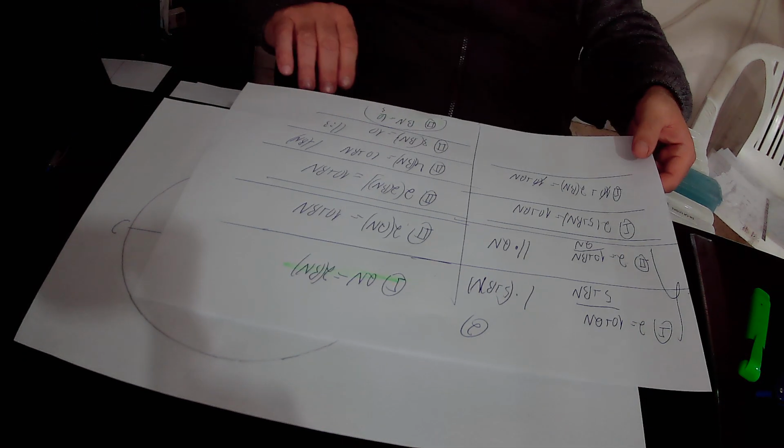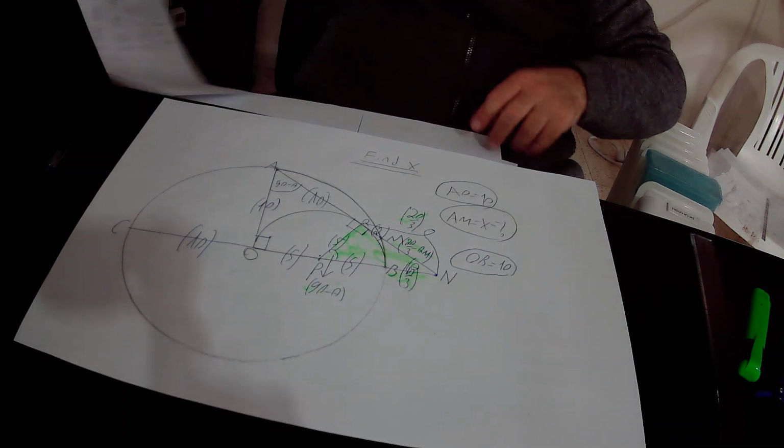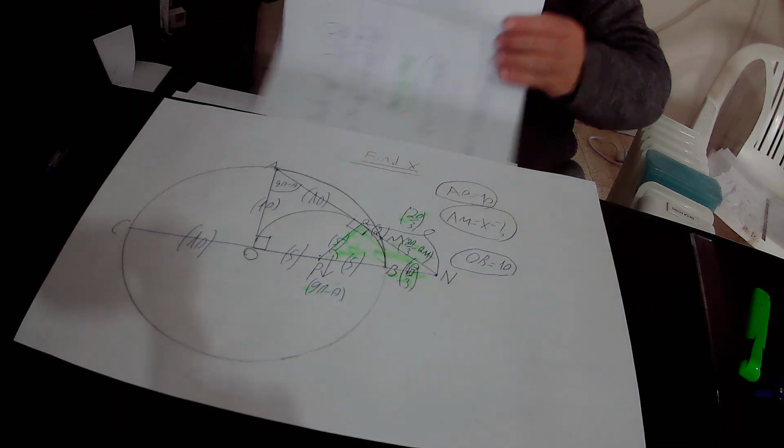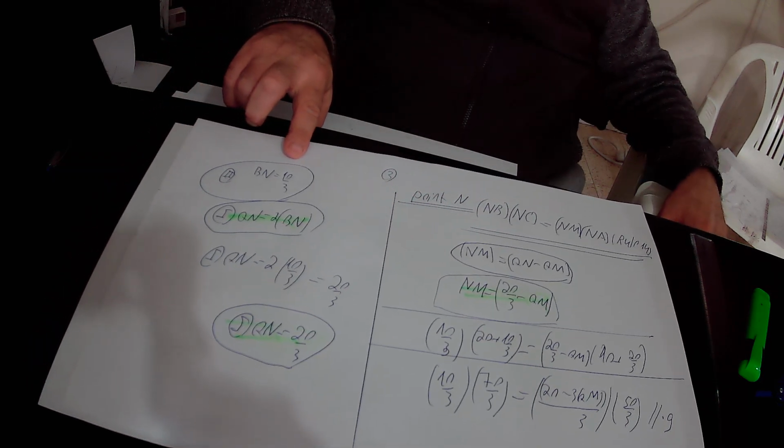So Bn equals 10 over 3 units in length. This is according to equation number 2. I repeat again, according to equation number 2, Bn equals 10 over 3 units.